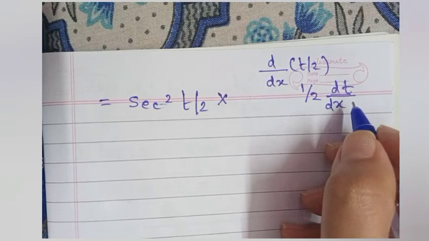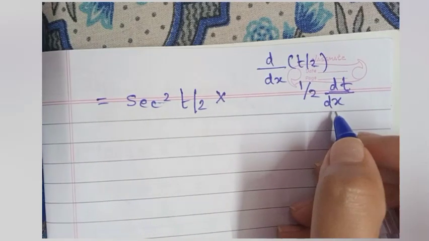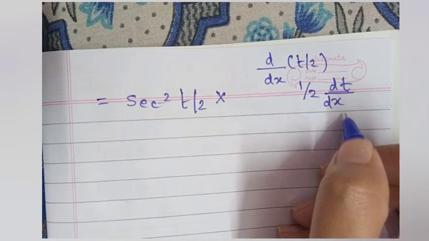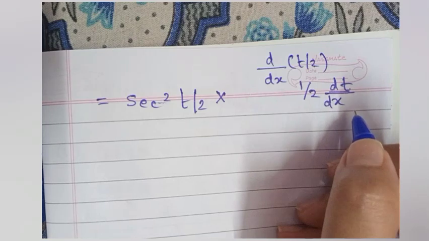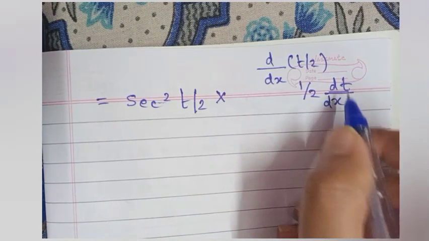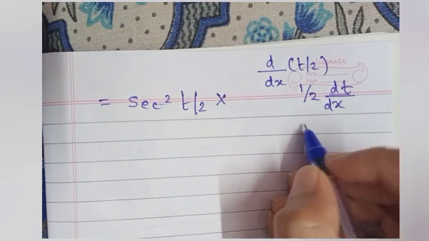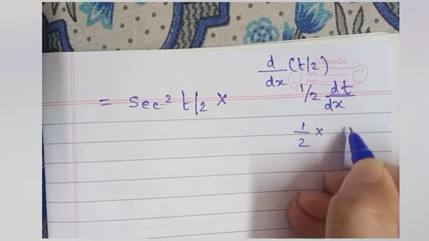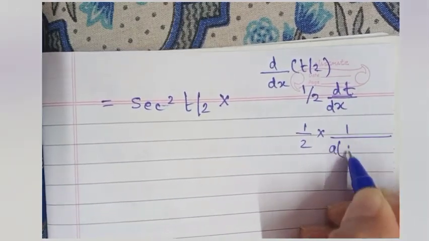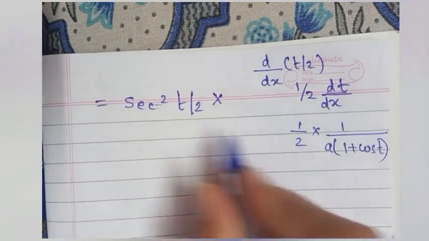We already know that dx by dt is a into 1 plus cos t. We have already differentiated x in terms of t at first, and we have got a into 1 plus cos t. So dx by dt is a into 1 plus cos t. So dt by dx is half into 1 by a into 1 plus cos t. Okay, so we are substituting it here.